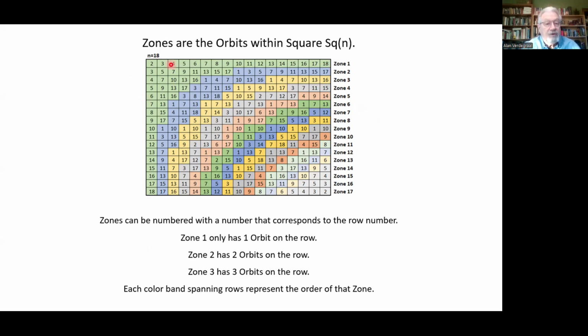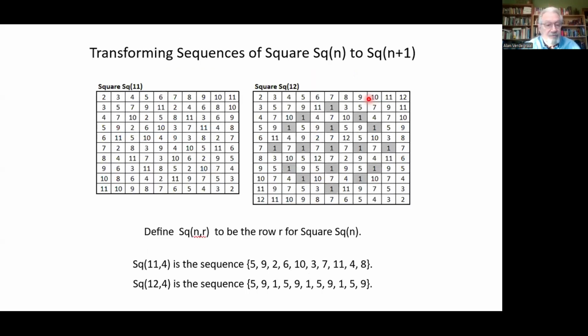So the first row you see has no zones. The second row has two zones, green and blue, and the third row has green, blue, and yellow. So that's what is meant by this slide. So, transforming sequences from square S cube n to square S cube n plus 1.